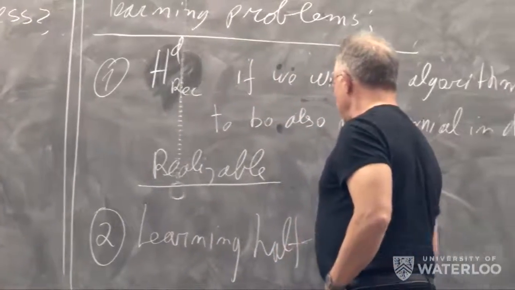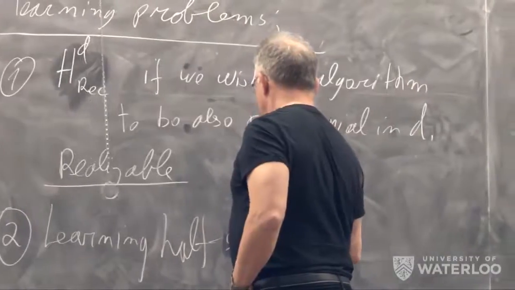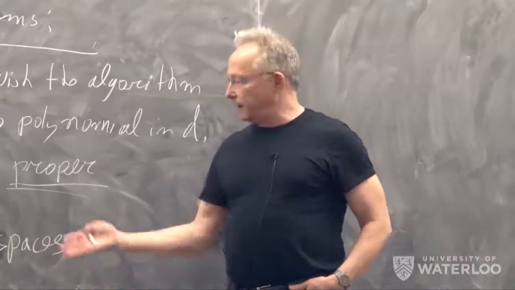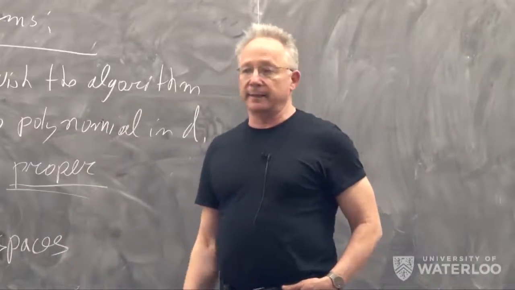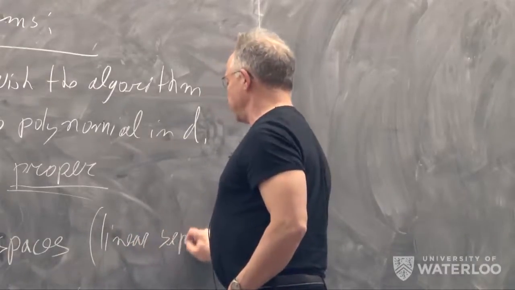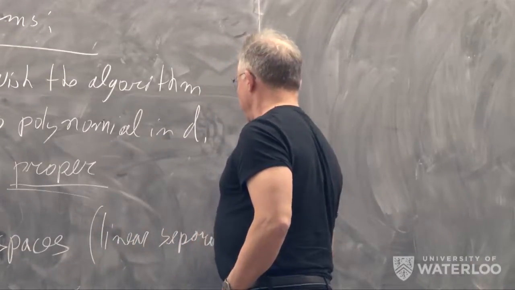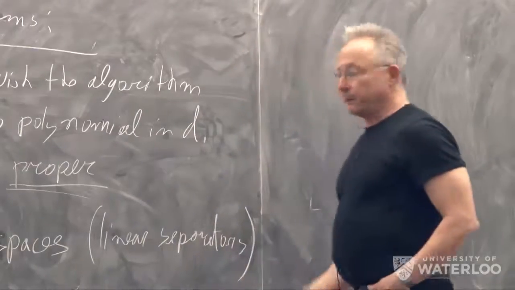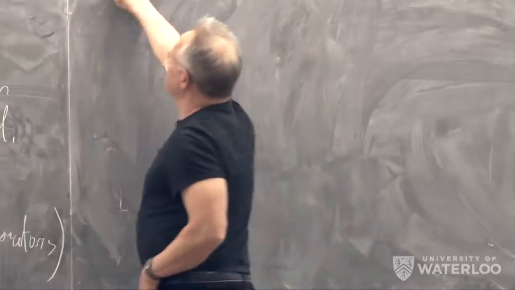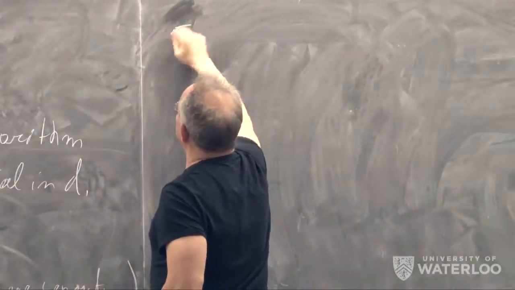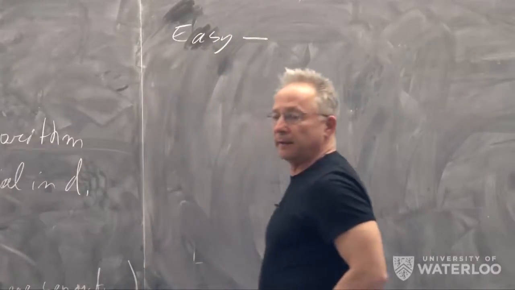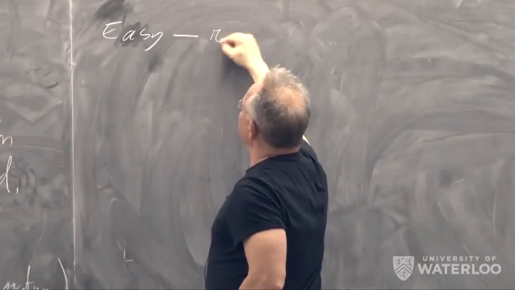And that's a problem we will talk about more in the rest of the course, because we will get into more and more practical algorithms, and learning half spaces is learning linear separators, right? Linear separators is a very important problem. And it turns out that here we can do it. It is easy in the realizable case.